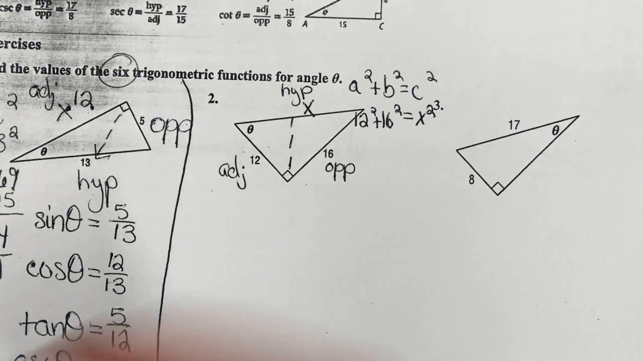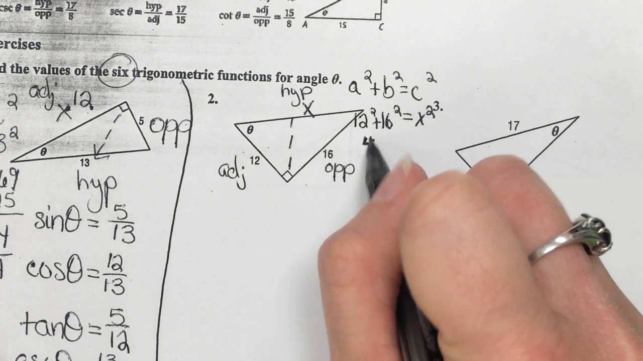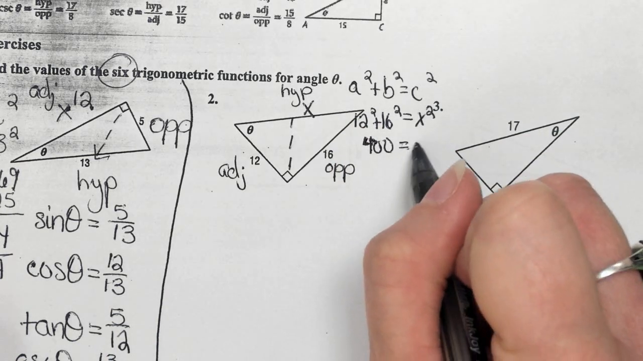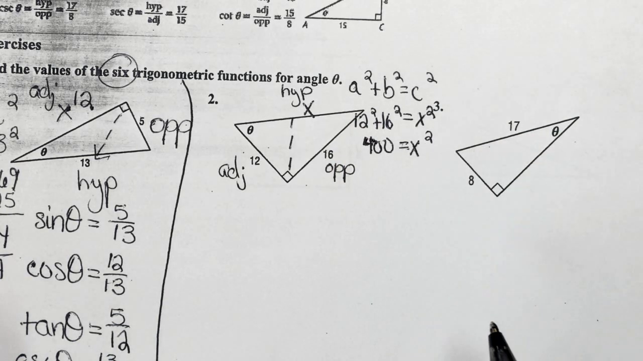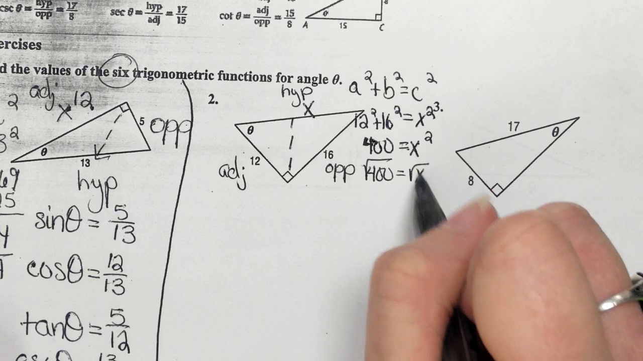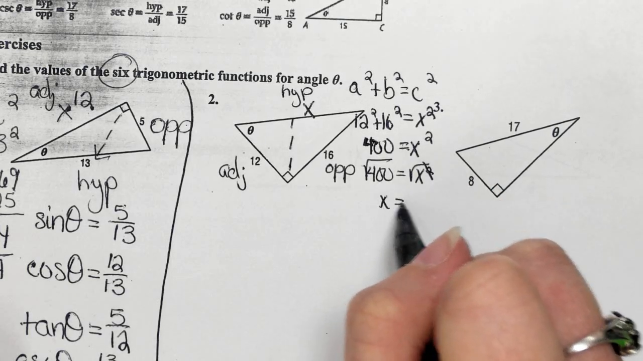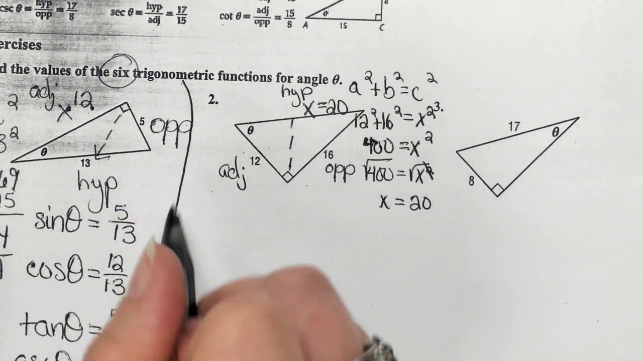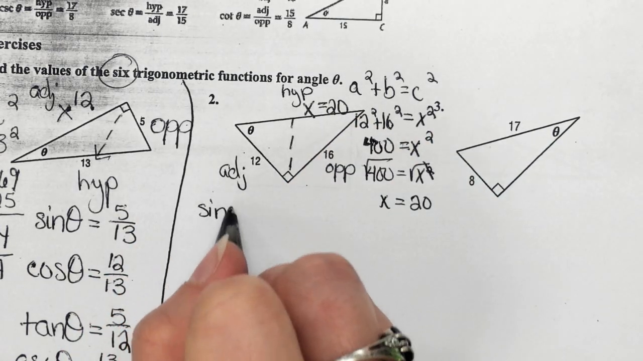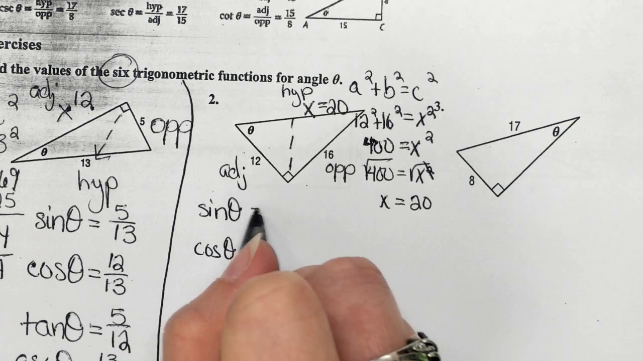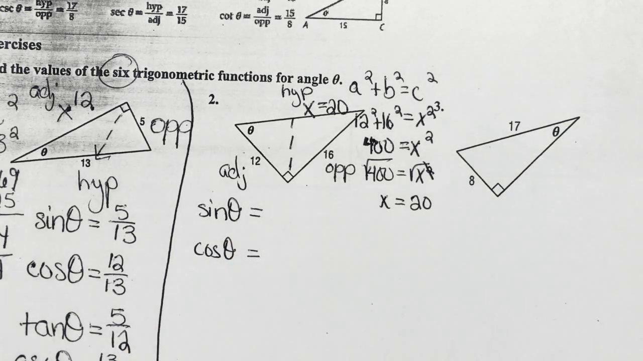400. How much did you get? 400. Very good. Or if you don't like that way, you can do 144 plus 196, and you will still get 400. All right, how do I get rid of the square with the x? Square root it. Very good. And so x equals 20. Very nice. Okay, so now we can find all 6 trig functions. You think you got it? Pretty fast. Well, it's a review from algebra and geometry. It's nothing new.